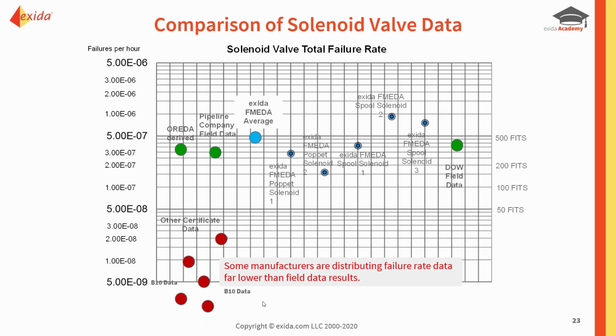B10 data isn't applicable in that case for application in a low demand SIF. And yet we've seen devices with certificates that are based on B10 that are being used for low demand. So this is why it's important to know what you're looking at, because these are not credible, traceable, documented, and justifiable when we're looking at low demand.